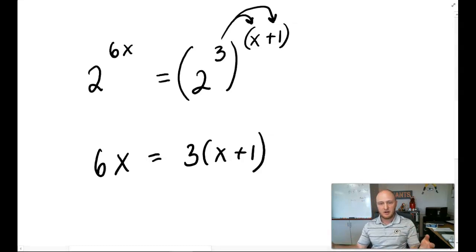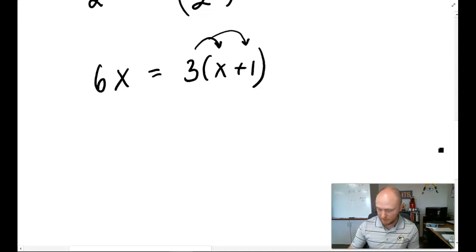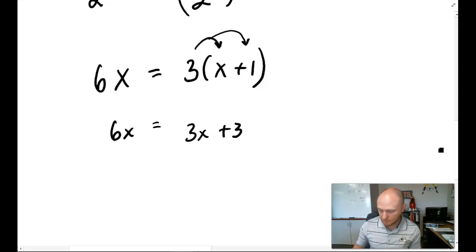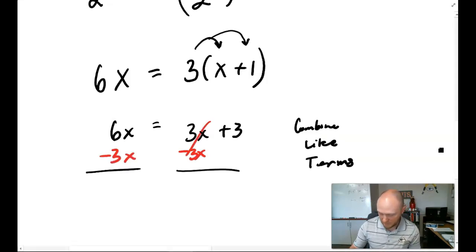So now I want to go ahead and solve this equation. So we're back to linear equations, which is not too bad. So I have 6x is equal to, and I'm going to distribute first, this is 3x plus 3. I'm going to combine like terms. So what do I need to combine? Yeah, the x's. So I'll subtract 3x from this side, subtract 3x from this side. And we get 3x is equal to 3.